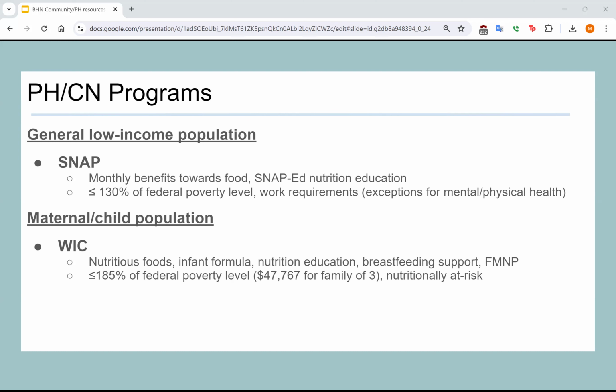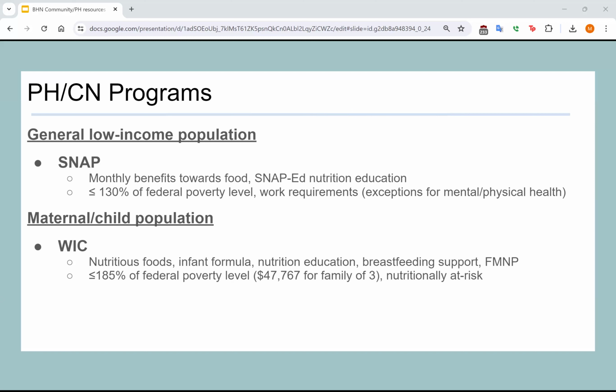So they provide nutritious foods, formula if necessary, education, breastfeeding support, and this Farmers Market Nutrition Program, which I love because it provides vouchers that people can use at farmers markets to get fresh produce. So the eligibility is a little bit more liberal, I would say. It's less than or equal to 185% of the poverty level. So that's $47,767 for a family of 3.